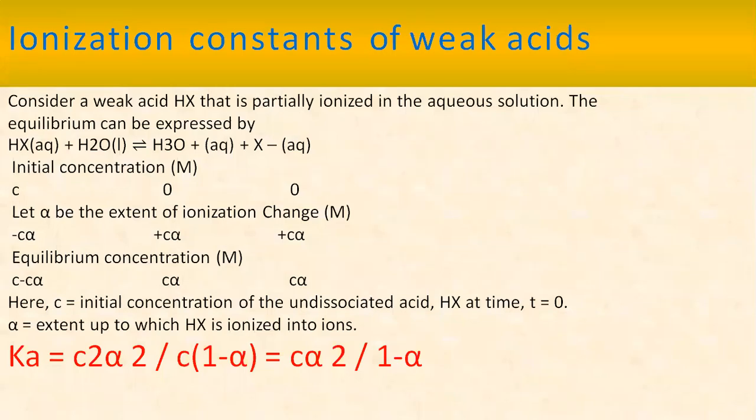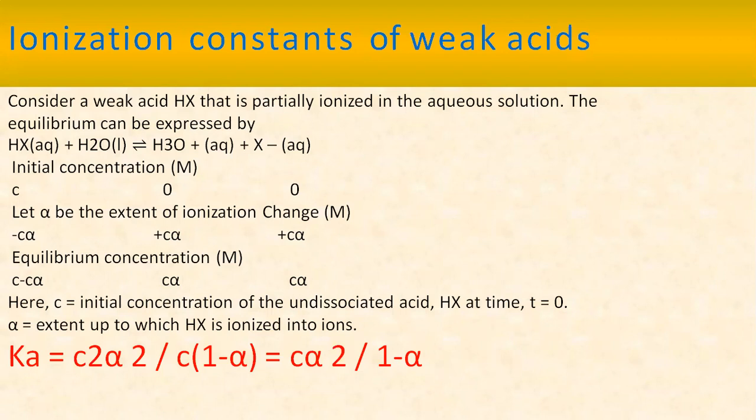Ionization constant of weak acids. Okay, so how can we find out the ionization constant, up to which an acid ionizes? How can we find it out? Consider a weak acid, HX, that is partially ionized in aqueous solution.